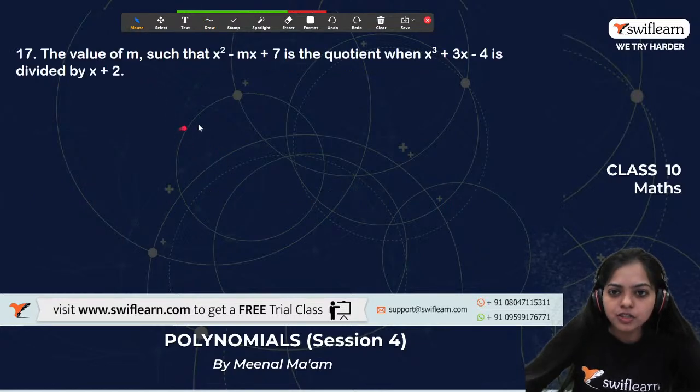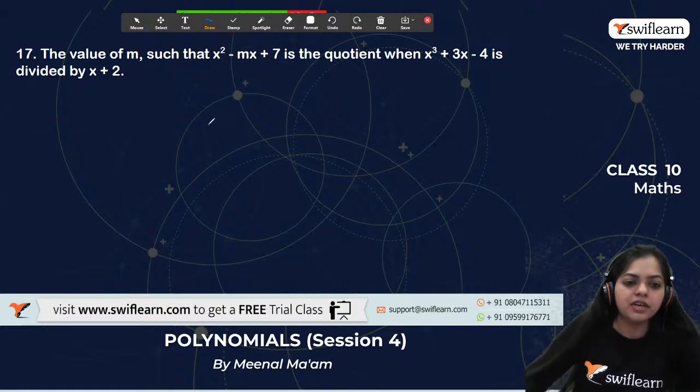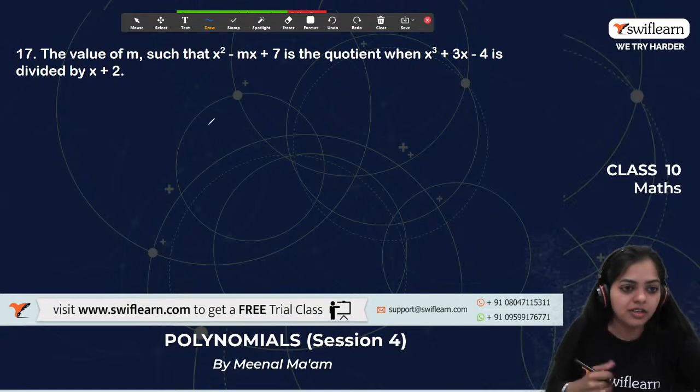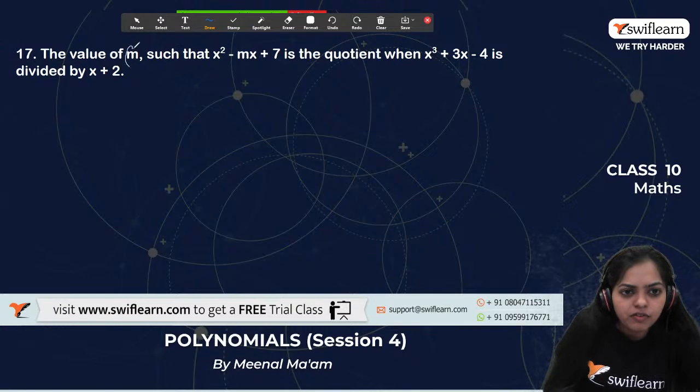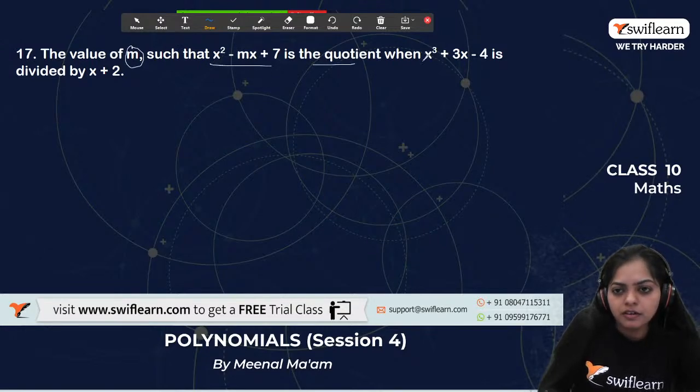And here is the next question. We have to find the value of m such that x square minus mx plus 7 is the quotient when x cube minus 3x minus 4 is divided by x plus 2, and lots of other things are given. So what do we have to do here? What do you all think? We are given: find the value of m such that this is the quotient when we divide this by x plus 2.